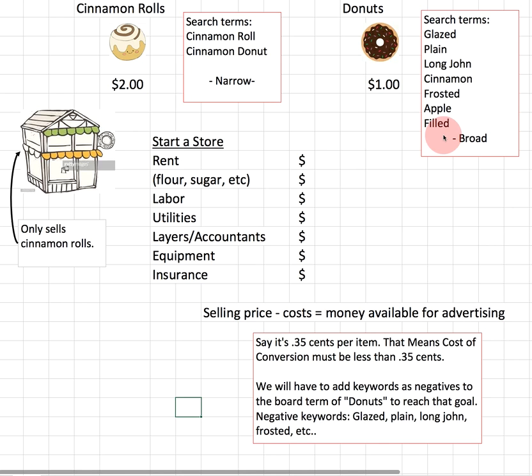So we'll talk more about how we add those negative keywords, but I wanted to explain here a little bit about why we'd be adding them and why we might want to use a broad term like donuts in our advertising strategies for a cinnamon roll store. We might capture some business there, but we'd have to be very careful to make sure that we don't get higher than our targeted cost of conversion.